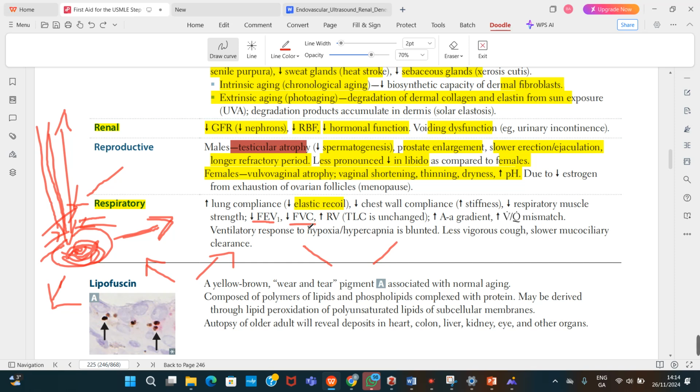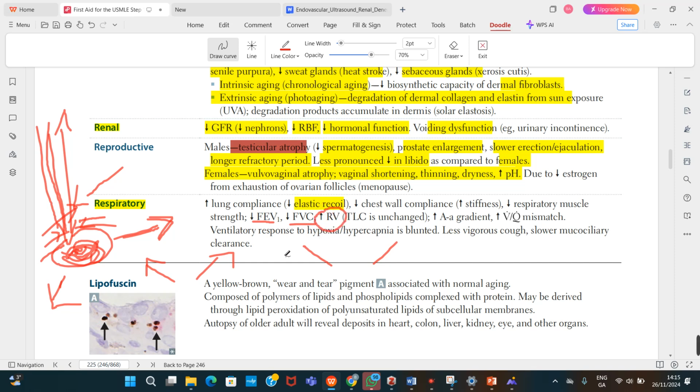Now, if somebody's forced expiratory volume is reduced, that means the person finds it very difficult to take out air from the lungs, right? What do we think will happen to the volume of air that remains in the lungs? To increase. So that's why residual volume increases.